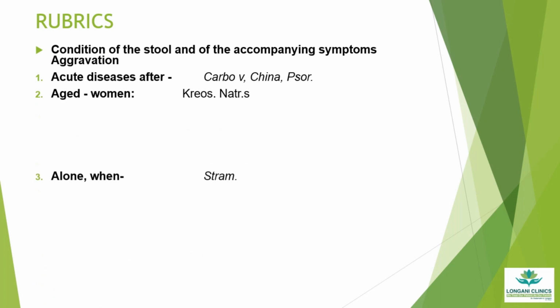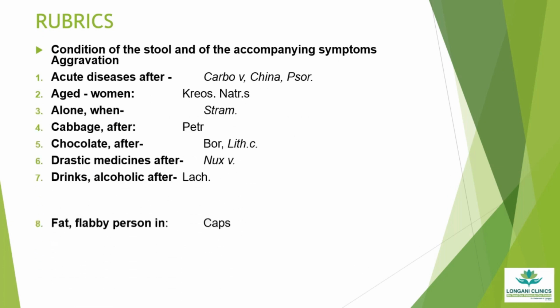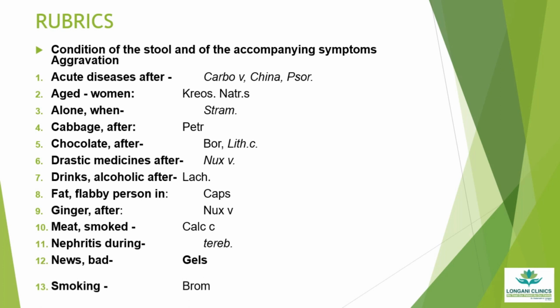Rubrics. Conditions of the stool and of accompanying symptoms. Now we will see the aggravating factors. Aggravation after acute diseases: the drugs mentioned are carbo veg, china and solanum. Aged woman: the drugs mentioned are creosote and natrum sulp. Alone, when: the drug mentioned is stramonium. Cabbage after: the drug mentioned is petroleum. Chocolate after: the drugs mentioned are borax and lithium.